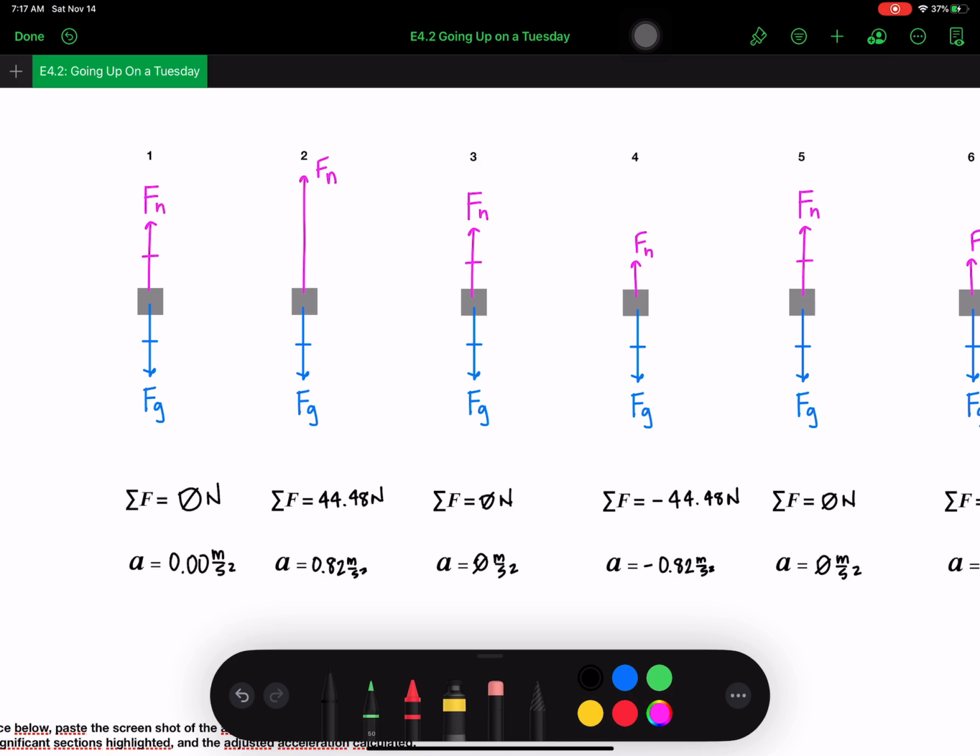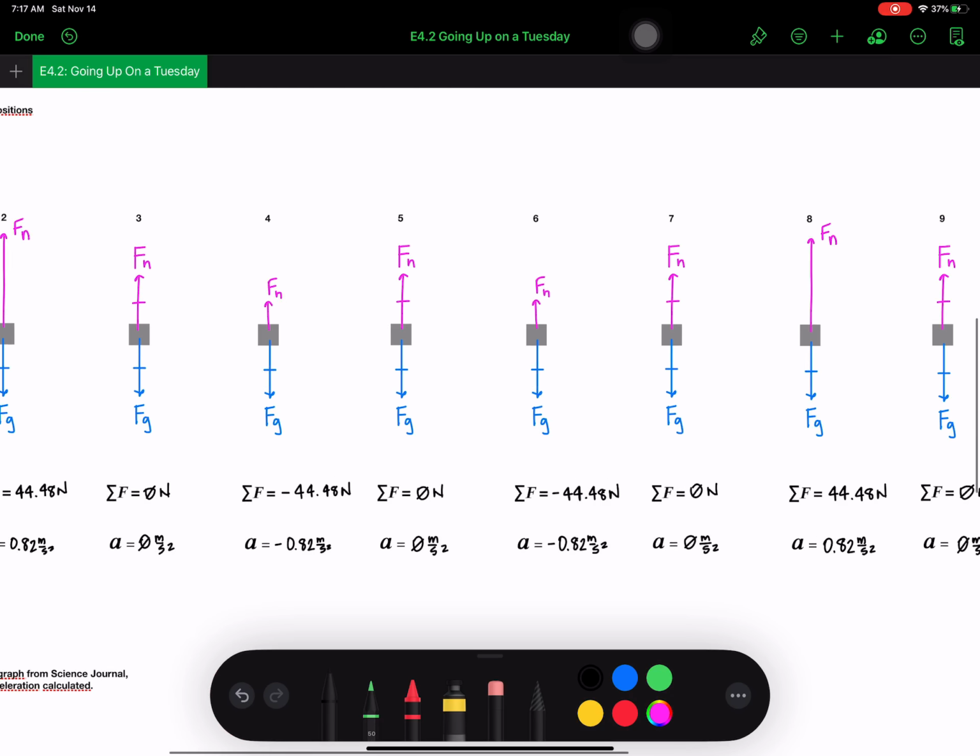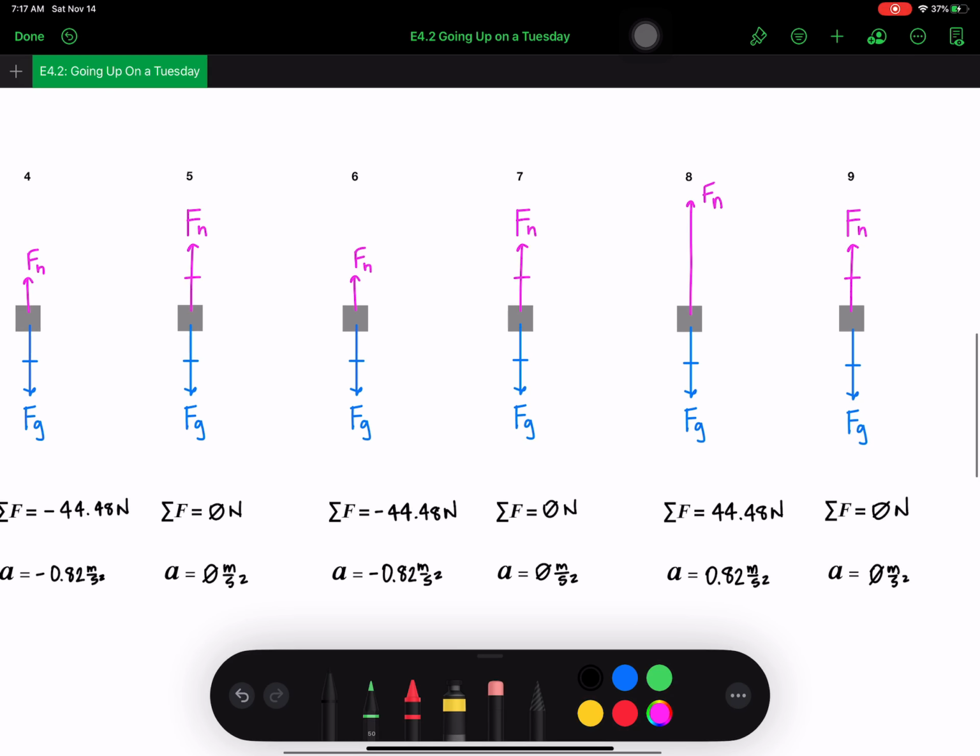Now that exact same condition is occurring in position 8. In position 8, we see an acceleration pointing upwards and a net force pointing upwards. Therefore, the normal force is greater than the weight force. However, position 8 describes a different situation. In position 8, the elevator was moving downwards, slowing down.